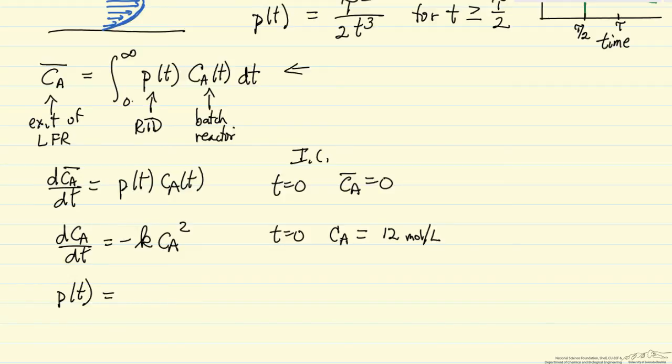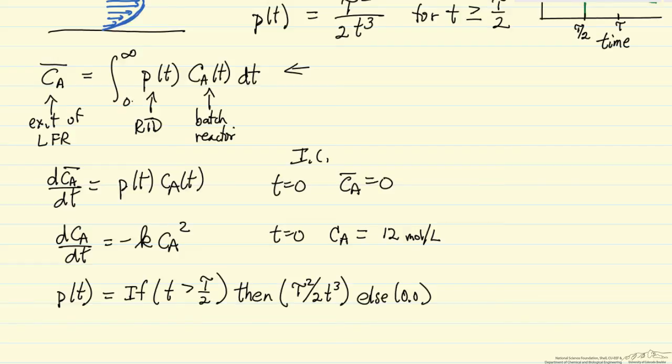We have to have P of t. This is the format that I would use in Polymath. So if t is greater than tau over 2, then P of t is tau squared over 2t cubed. Otherwise, it's 0. So we have three equations. We have the initial conditions. We have to put in values for k and for tau. So k is given. Tau is the volume over the volumetric flow rate. So tau is 3 hours.